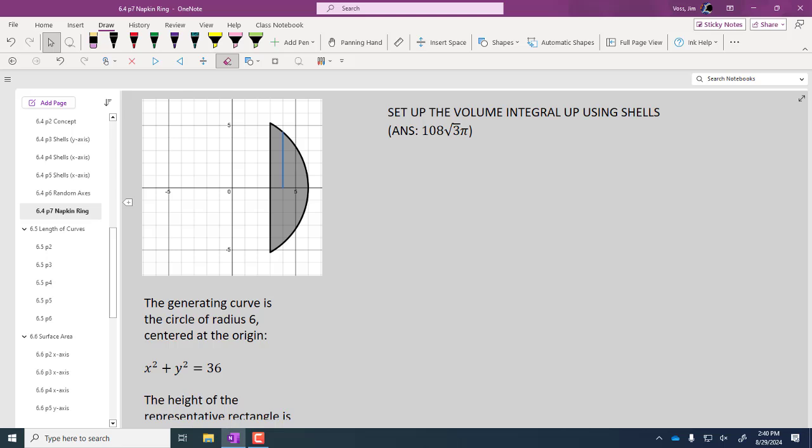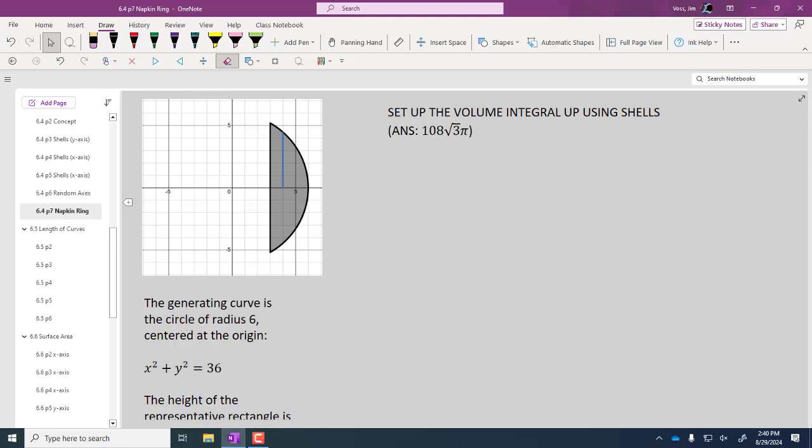If we are going to use cylindrical shells, I'm going to break it apart with symmetry. Above the x-axis, this region will rotate around and create the top half of the napkin ring. The lower piece would rotate around and create the bottom half, and they're symmetric. So let's just focus on the top, and then we'll double it. If we take this region in quadrant 1, rotate it around, and double it, we'll get the total volume.